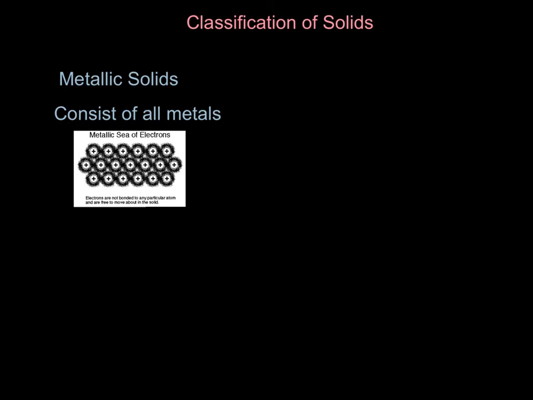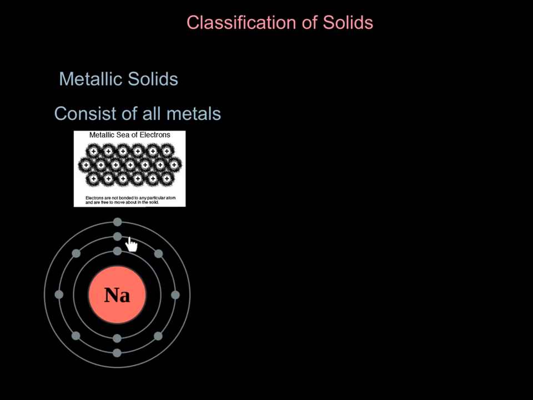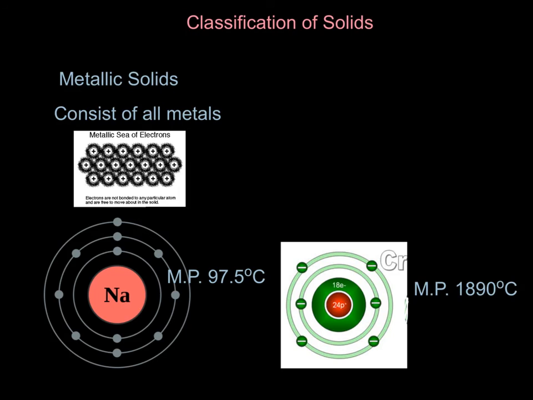For example, sodium, with its one valence electron, melts at 97.5 degrees Celsius, but chromium, with 6 available electrons for bonding, is going to melt at 1,890 degrees Celsius.